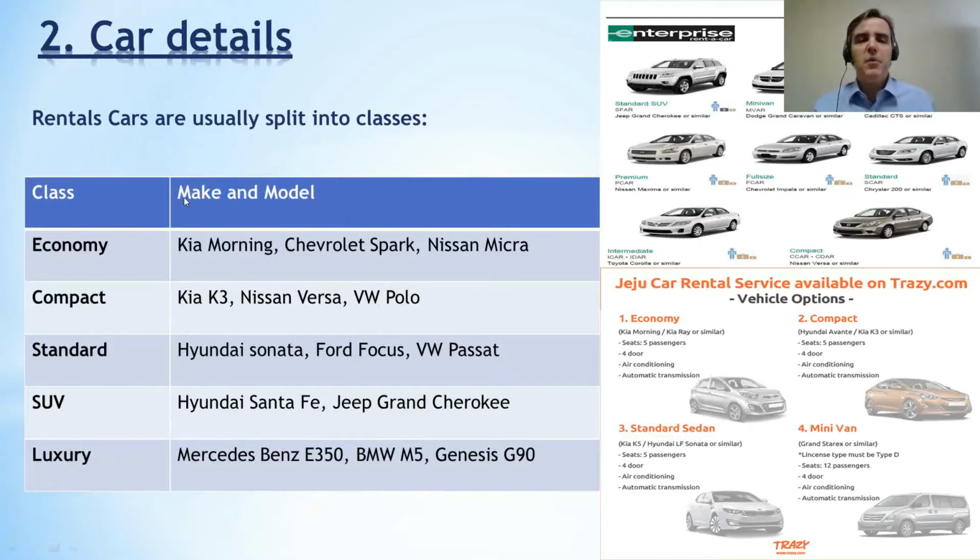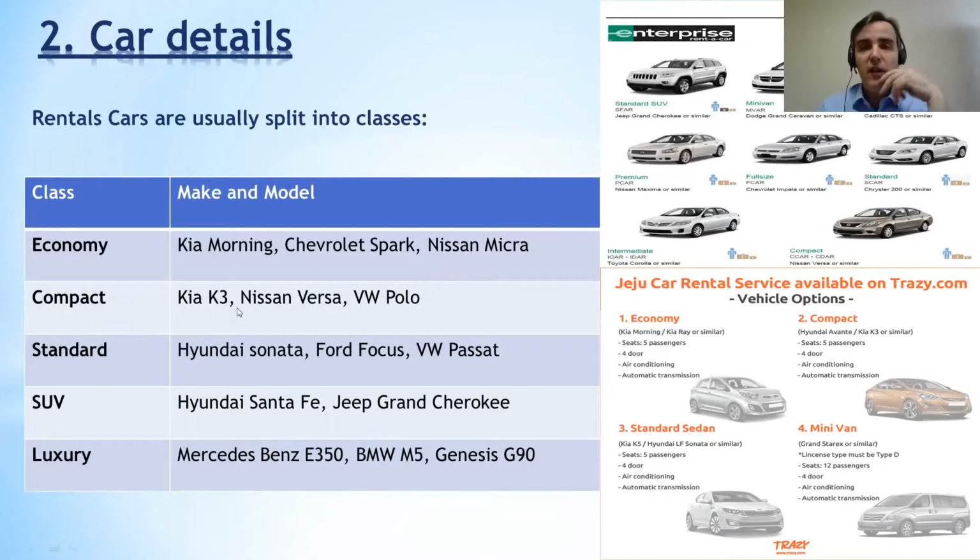And then what's also important is the make of the car and the model of the car. Some people, when they're renting a car, don't want to drive certain makes of cars. Maybe they don't like Ford cars, or they don't like Nissan or whatever. So I've just made up a little chart here. I've chosen 5 classes: economy, compact, standard, SUV and luxury. And I've given you some examples of make and models. So Kia Morning is an economy car, a very small car. I hired one of these when I was in Jeju before. Chevrolet Spark, a nice little small car. Nissan Micra is another economy or compact type thing.